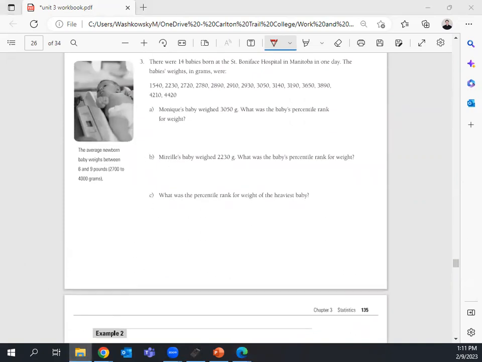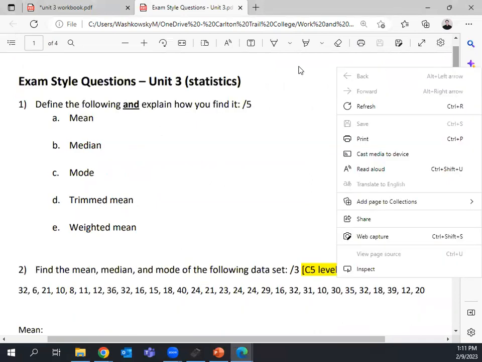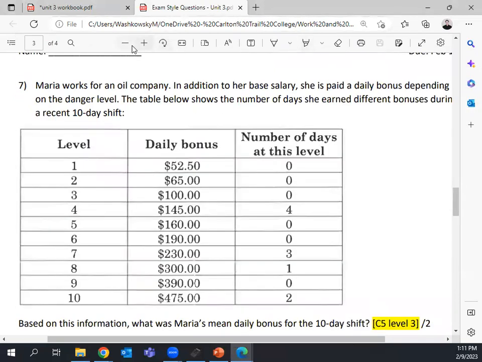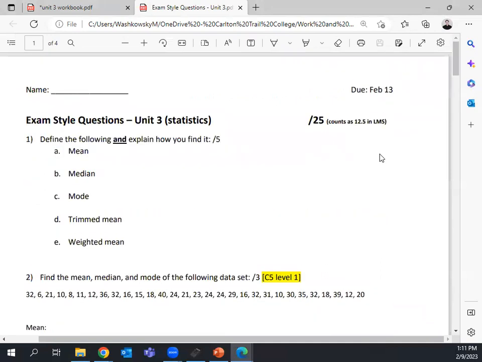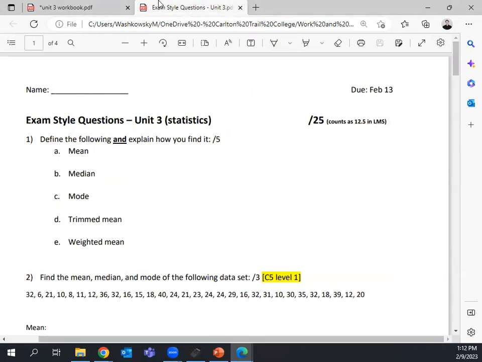And at the same time, if you remember, we also have those exam style questions that are due on February 13th, on Monday. These measure all the things we've learned: mean, median, mode, trimmed mean, weighted mean, and then percentile. So there's the 6 things there that are really from this. So today is time to finish working on those.